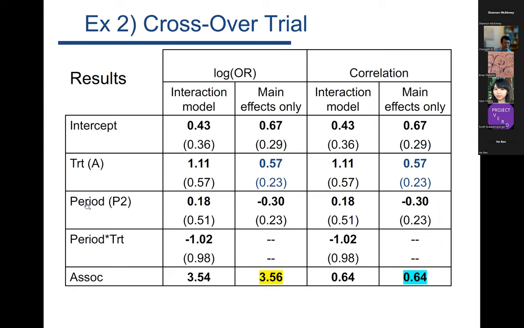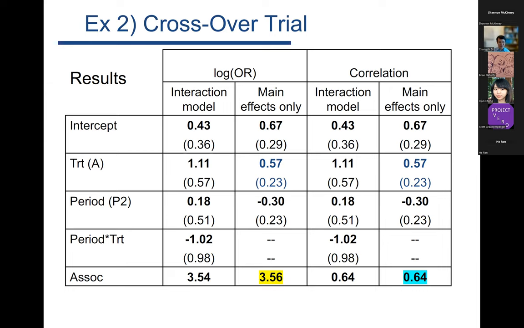And then if you look at the effect of the period, the point estimate from this model is negative 0.3, but the error is really big, so it's not statistically significant. And if you look at this other model, you notice the point estimates, the odds ratios, are somewhat different. But I believe the significance will still hold. You still get significance here, but not significant here. Okay. In evaluating, do you need to include the interaction or not?